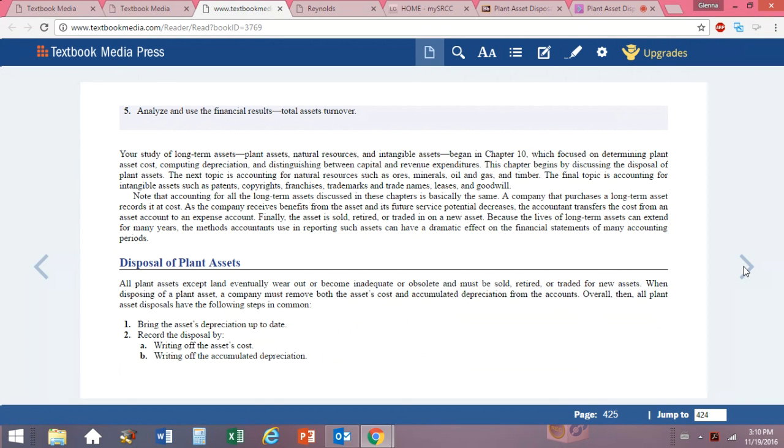The third piece of information will be given to you, and that is how much money you got for the asset. May have been none, but if you got some, you put that in the equation. Then you figure out the number that you have to balance the entry. If it's a debit, you have a loss on the sale or disposal of the equipment. If it's a credit, you have a gain.